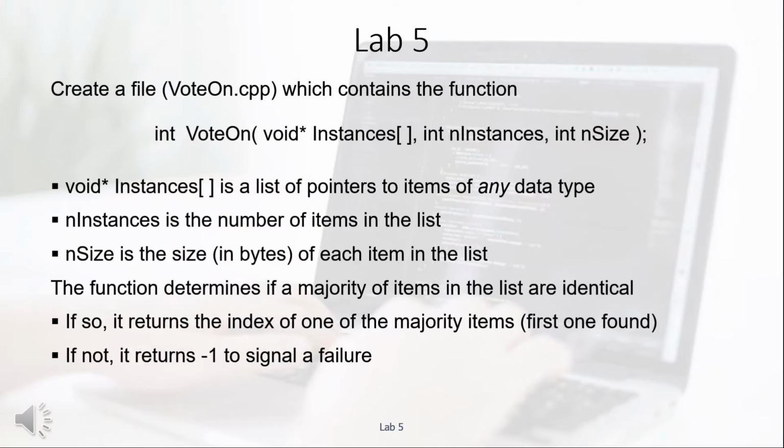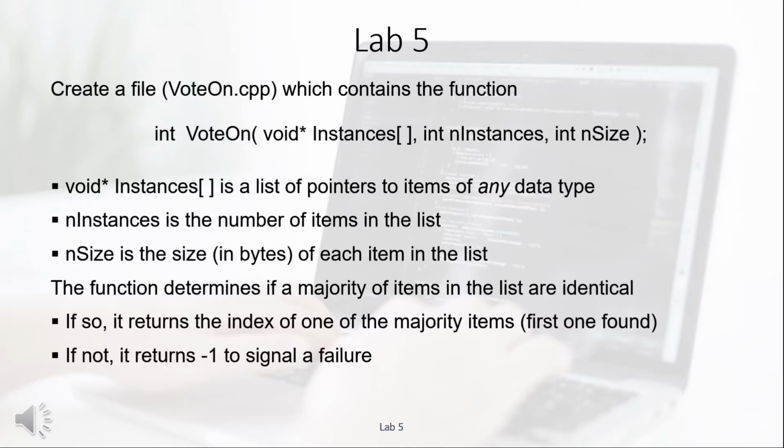In this lab, you will create a file, voteon.cpp, which contains the function voteon, as shown here. Void star instances: this is a pointer to a void. A void can be any data type. Instances is an array or a list. Together they form a list of pointers, and the things that they can point to are any data type. So think of it as an array of pointers to any data type.